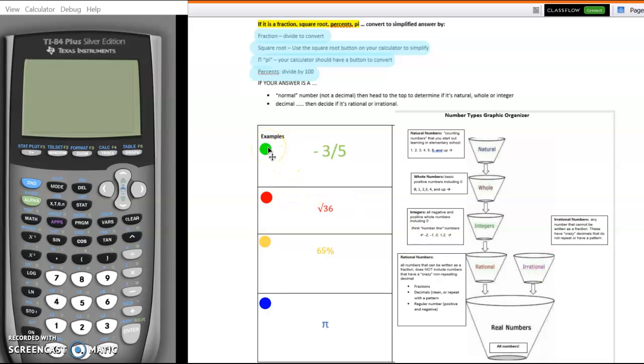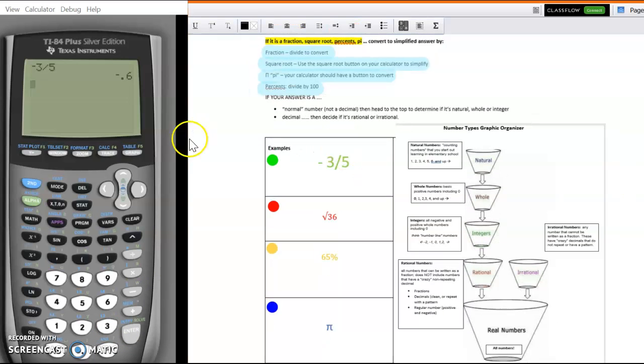All right, so let's take a look at that example. The first one is negative 3/5. You can see I have a calculator on my desktop here. Make sure you can see that. There we go. So again, a fraction is simply division. I'm going to put in negative 3 divided by 5, and I get the answer of negative 0.6.